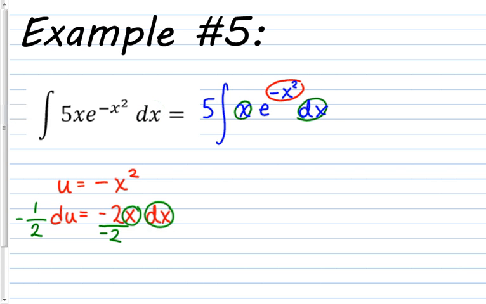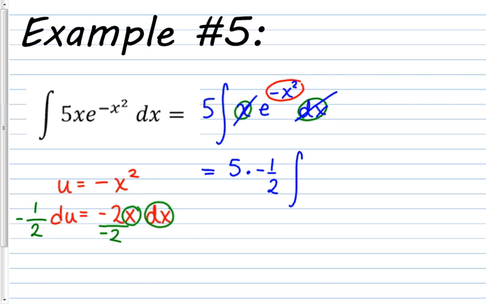So my x and my dx are going to be replaced by -1/2 du. But oh yeah, Mrs. Ronan likes to put the numbers like -1/2. Anything I'm multiplying, I just like to put them outside. It makes it easier to work with the integral itself.